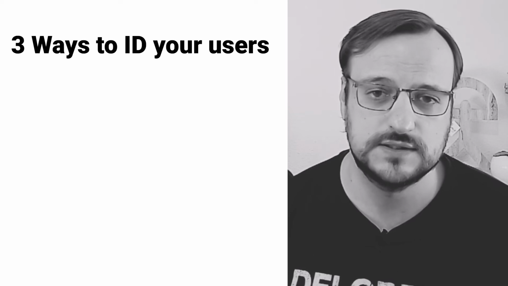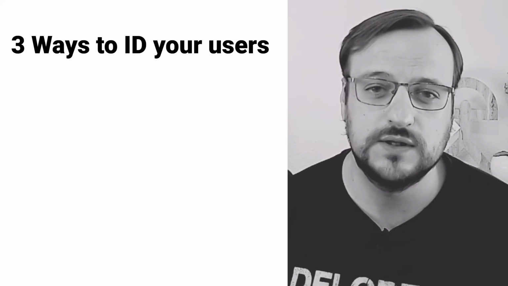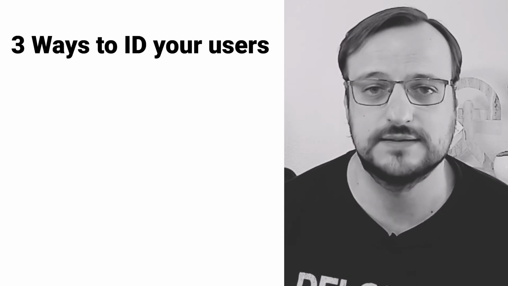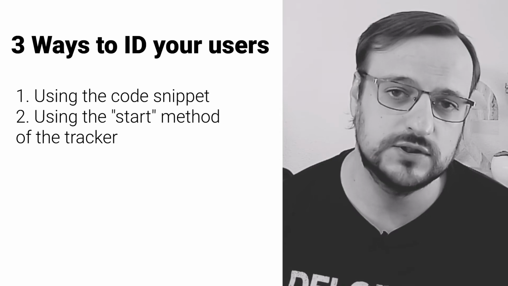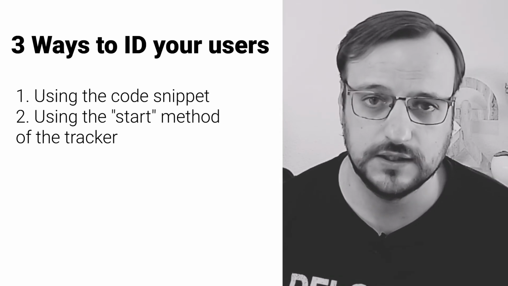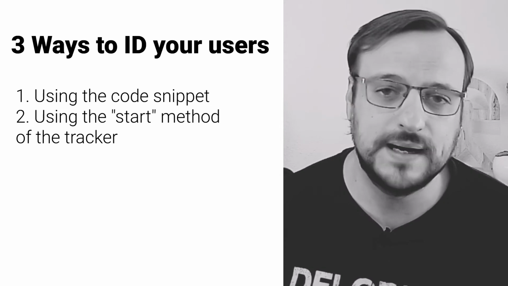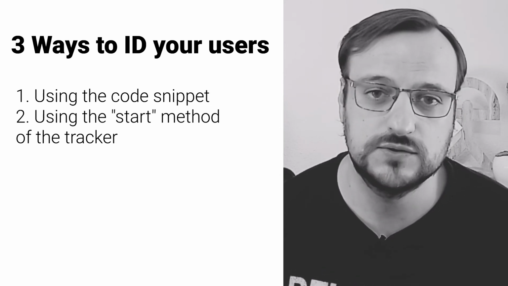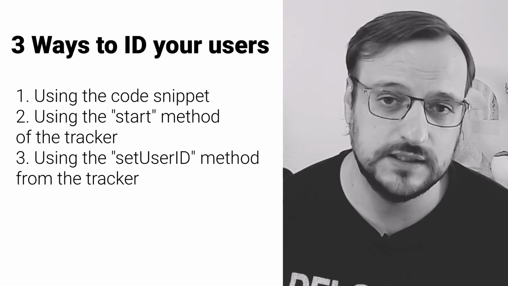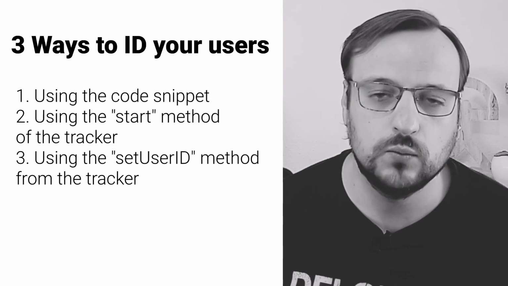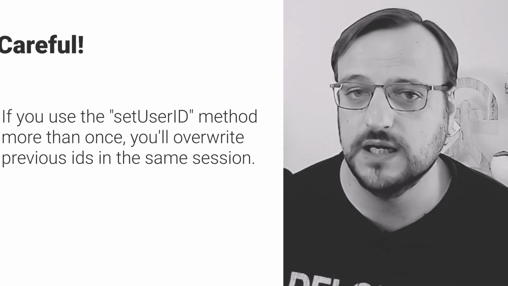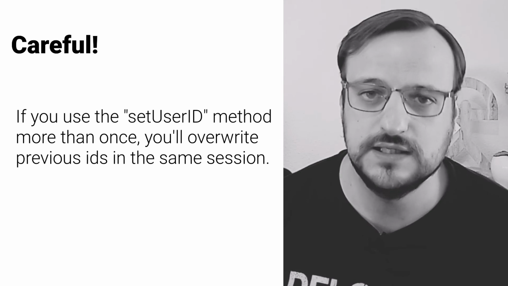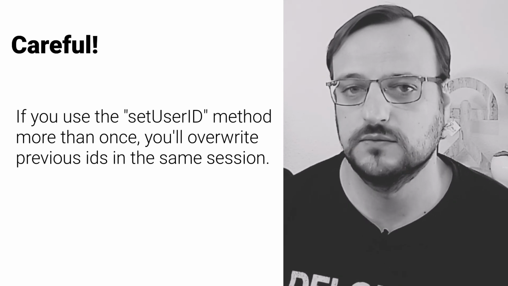And the other thing to remember is that you have three ways to identify your users. Two of them work if you know the user ID from the moment the tracker gets started, and that is through the configuration of the code snippet or through the configuration options that you can pass to the start method of the tracker. If you don't know your user ID by the time the tracker starts, which is a very common use case, then you can use the setUserID method from the tracker whenever you want within the same session and set the ID then. Remember though, that if you do it multiple times, the last ID that you set is the one that's going to show up on the session. So keep that in mind.